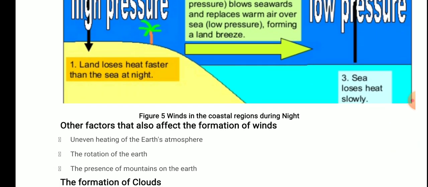And then in the last video we discussed other factors that also affect the formation of winds. That was uneven heating of the earth's atmosphere, the rotation of the earth, and the presence of the mountains on the earth. I told you a very good example: if you might have been to any hill station, because it is at high altitude, means it is at height, that's why the temperature there is comparatively low.